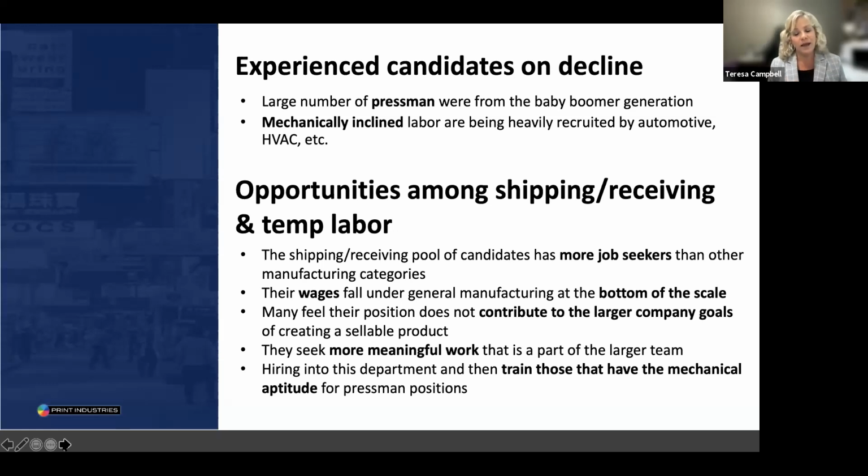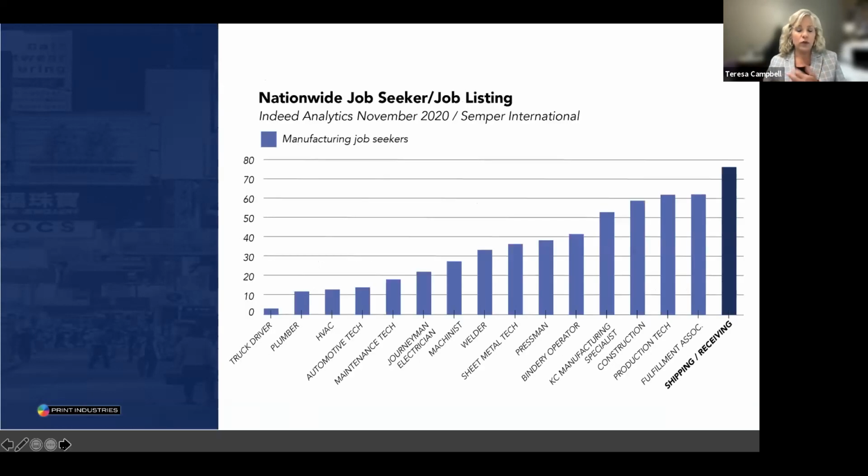We can train them by looking at those that might have mechanical aptitude and move them over. Again, shipping and receiving and temp labor. So if you look at this chart, previously we were looking at job openings. This is job seekers per job opening. There are not as many seeking a job as a truck driver as there are seeking shipping and receiving jobs. So that's a pool of candidates that is not finding work in manufacturing that we could bring in as shipping and receiving clerks and then move over into other positions.